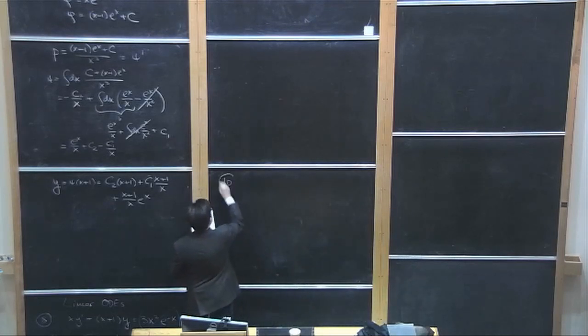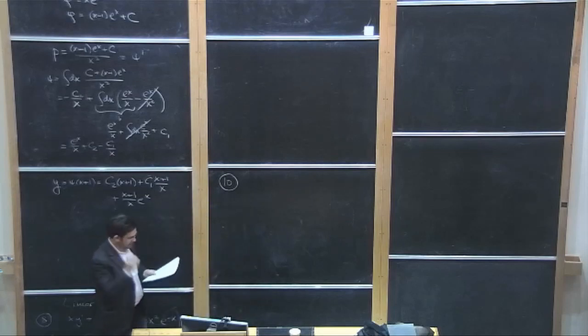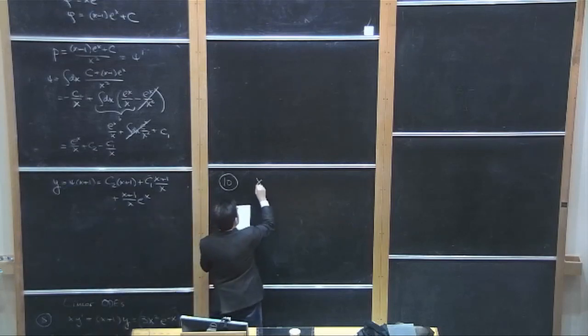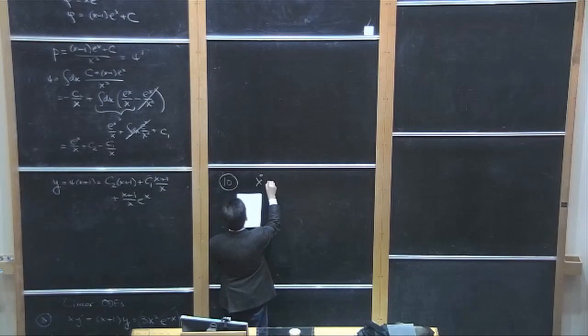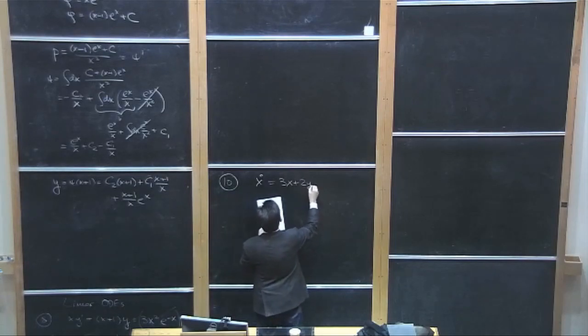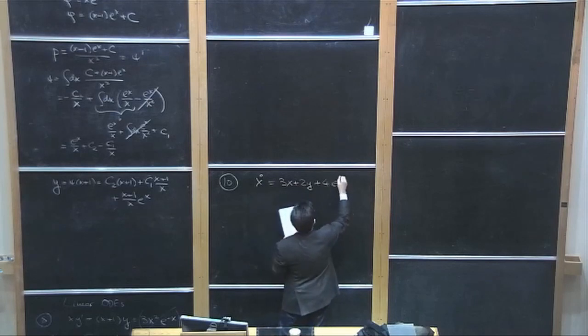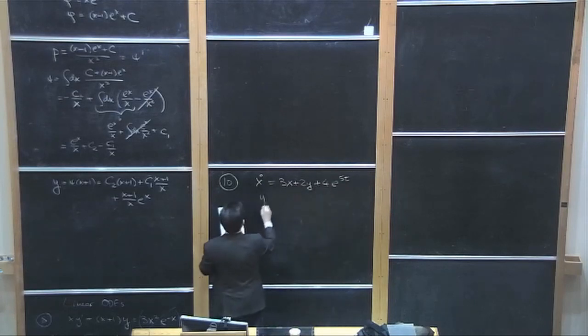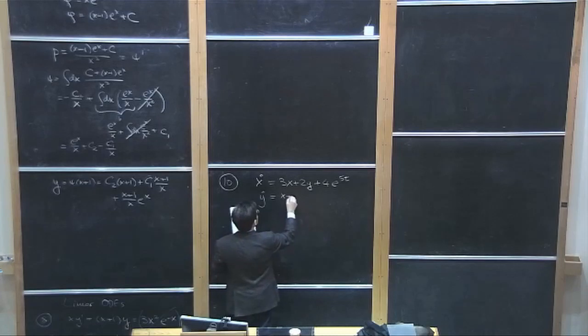And so here's another example, number 10 in this reckoning. So let's look at this system of equations. x dot is equal to 3x plus 2y plus 4e to the 5t. y dot is equal to x plus 2y.